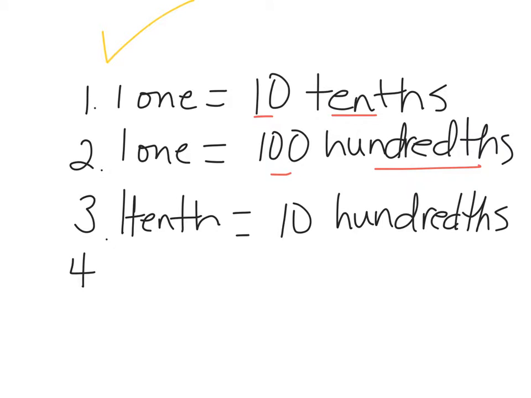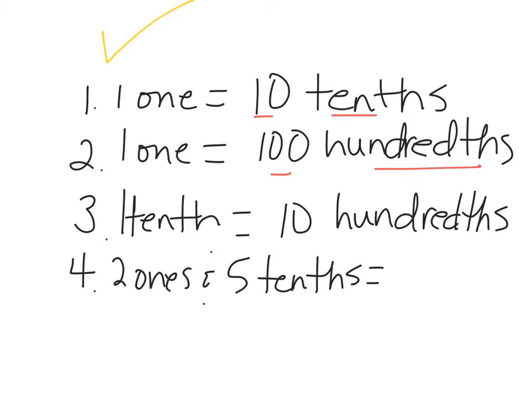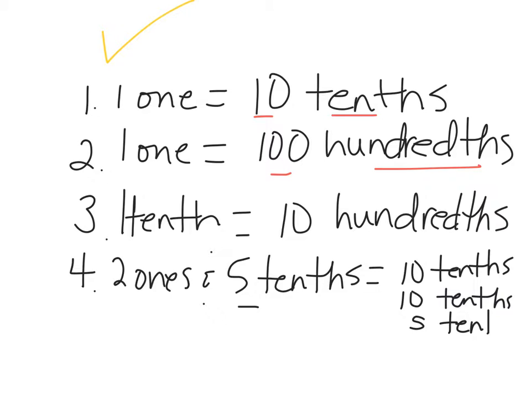Okay, number 4 is 2 ones and 5/10 equal, and it wants to know how many tenths does it equal. So 1 one is going to have 10 tenths. Another one is going to have 10 tenths. And we have 5 here. So the total would be 25 tenths.